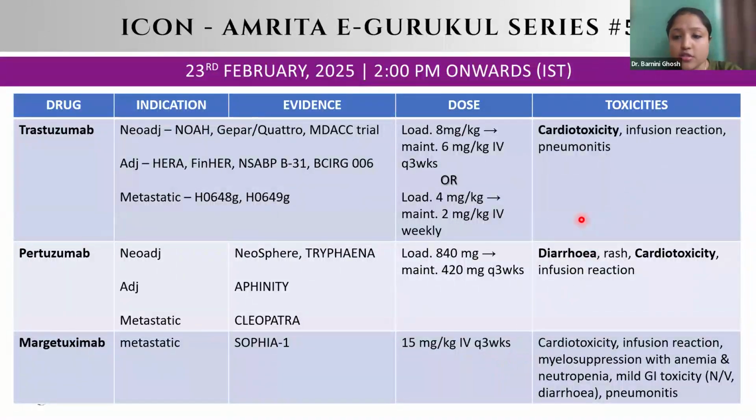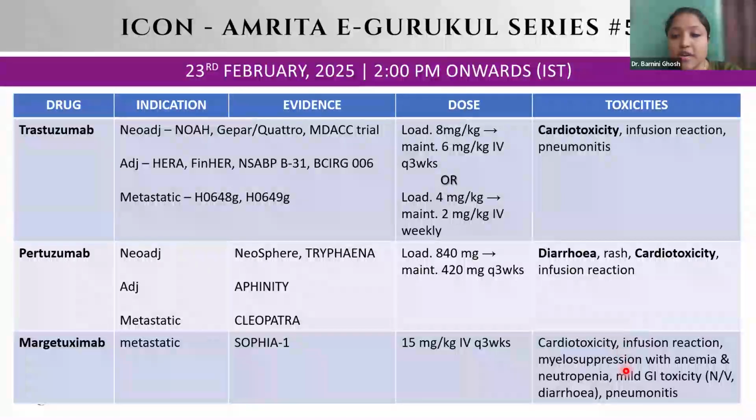So how to remember the toxicities? As I have already said, these are monoclonal antibodies. So the common toxicities for all three are infusion reactions. Then being HER2-directed agents, these drugs have the risk of cardiotoxicity. Additionally, trastuzumab can cause some degree of pneumonitis. One of the notable toxicities of pertuzumab, which I have highlighted here, is diarrhea, which you have to remember. It may be dose limiting.